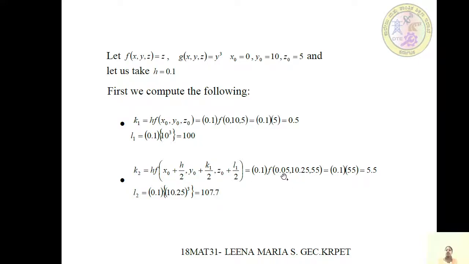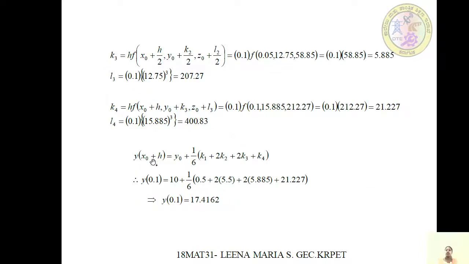So this is your function f, 0.05, 10.25, 55. A function of f is nothing but only the z, if we consider. So 0.1 into the function f, I can consider only z here. 0.1 into 55 is nothing but 5.5. L2 is 0.1 into your second function, which is y cube. Y is 10.25 whole cube. Multiplying these two, I'll get 107.7.